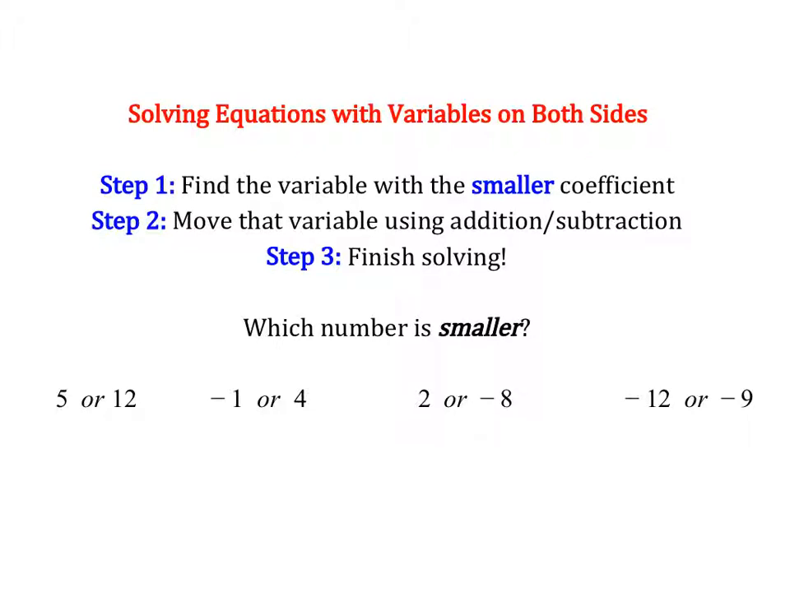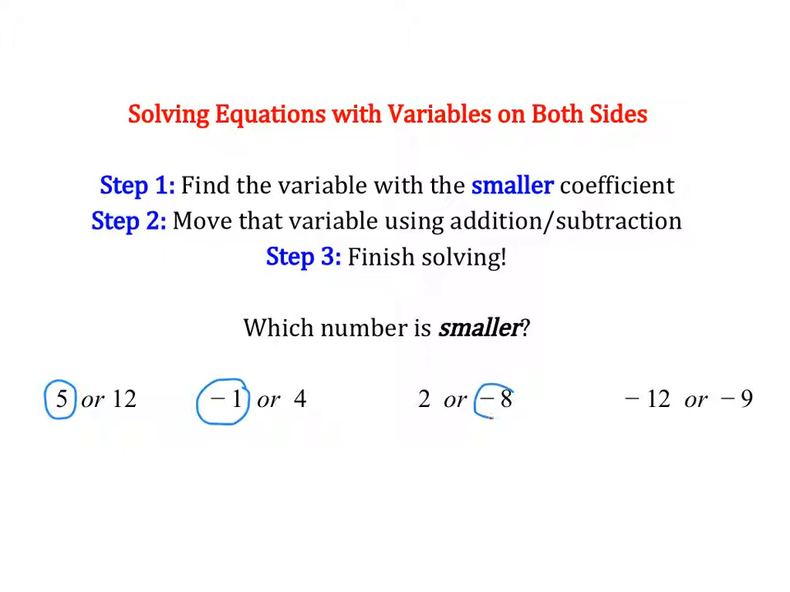I do want to make sure we can understand which number is smaller, because sometimes when negatives are involved, it gets a little bit trickier. If I ask you which one's smaller, 5 or 12, I think everyone would tell me that it's 5. Or if we have negative 1 or 4, most people would tell me that negative 1 is smaller than 4. But what happens if we have something like positive 2 or negative 8? It would be really common for me to hear that negative 8 is bigger because it's an 8. However, since my 8 is negative, it's actually smaller.